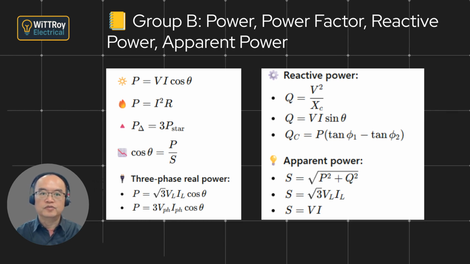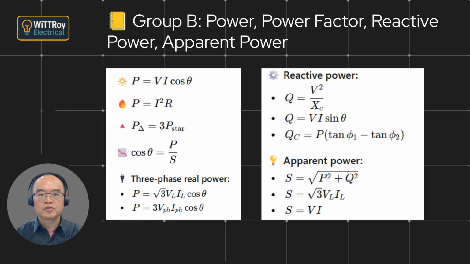Now we go to the next formula. The formula is P equals I squared R. This formula is used to calculate power loss in a resistor, also known as heating loss. P means power in watts. I means current in amps. R means resistance in ohms. Repeat, P equals I squared R.